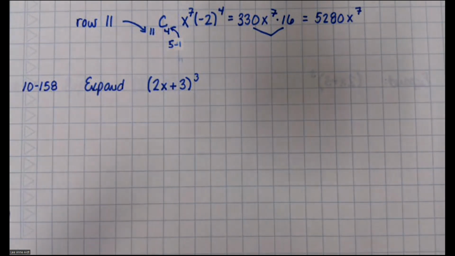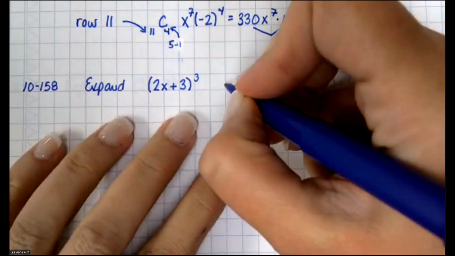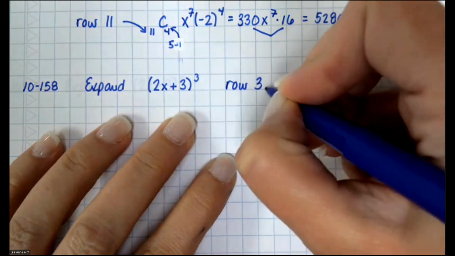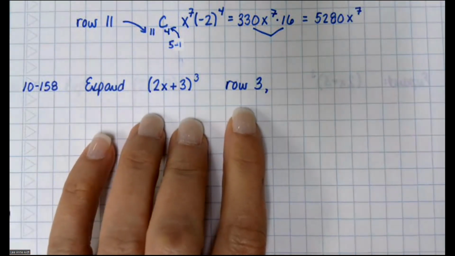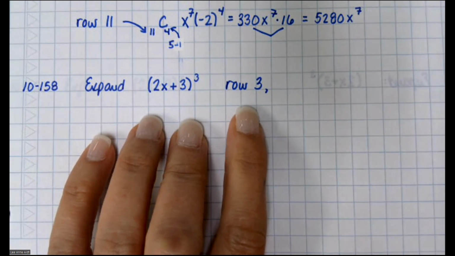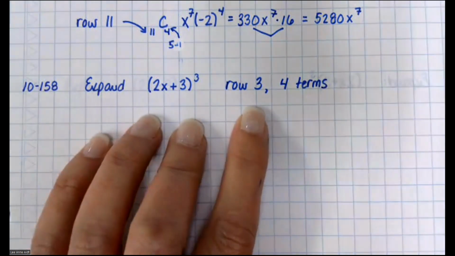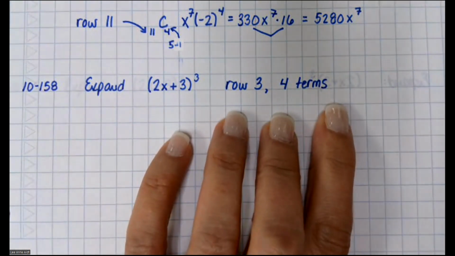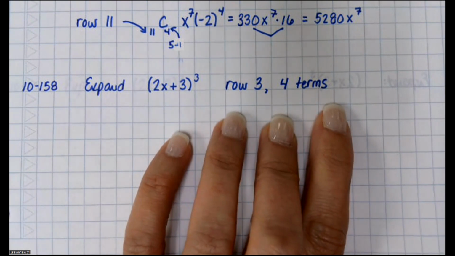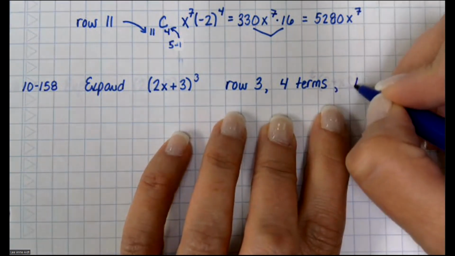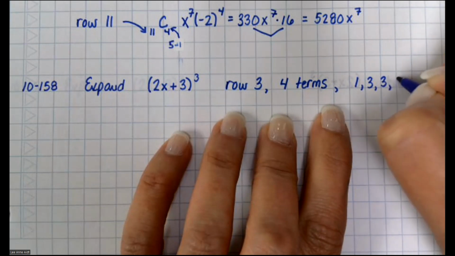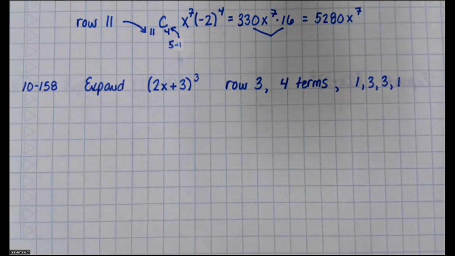Let's go through the questions very slowly. First, what row are we in? Row 3. How many terms will there be? 4 terms. And what will the leading coefficients be? 1, 3, 3, 1. Is everybody with me so far?